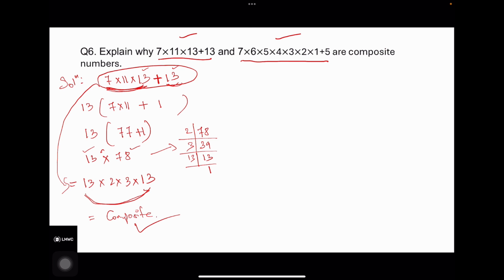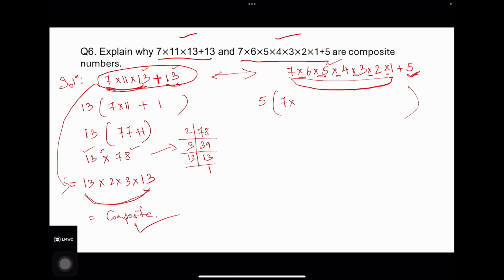So next we have 7 times 6 times 5 times 4 times 3 times 2 times 1 plus 5. Again, this is almost the same as the previous question. Here from 7 until the number 1, they are in product form, while this number 5 is a separate number. So we have two different numbers. What we are going to do is, this 5, I can see it over here as well, so I'm going to take this 5 as common. Except for the number 5, I'm going to represent the rest of the numbers here.